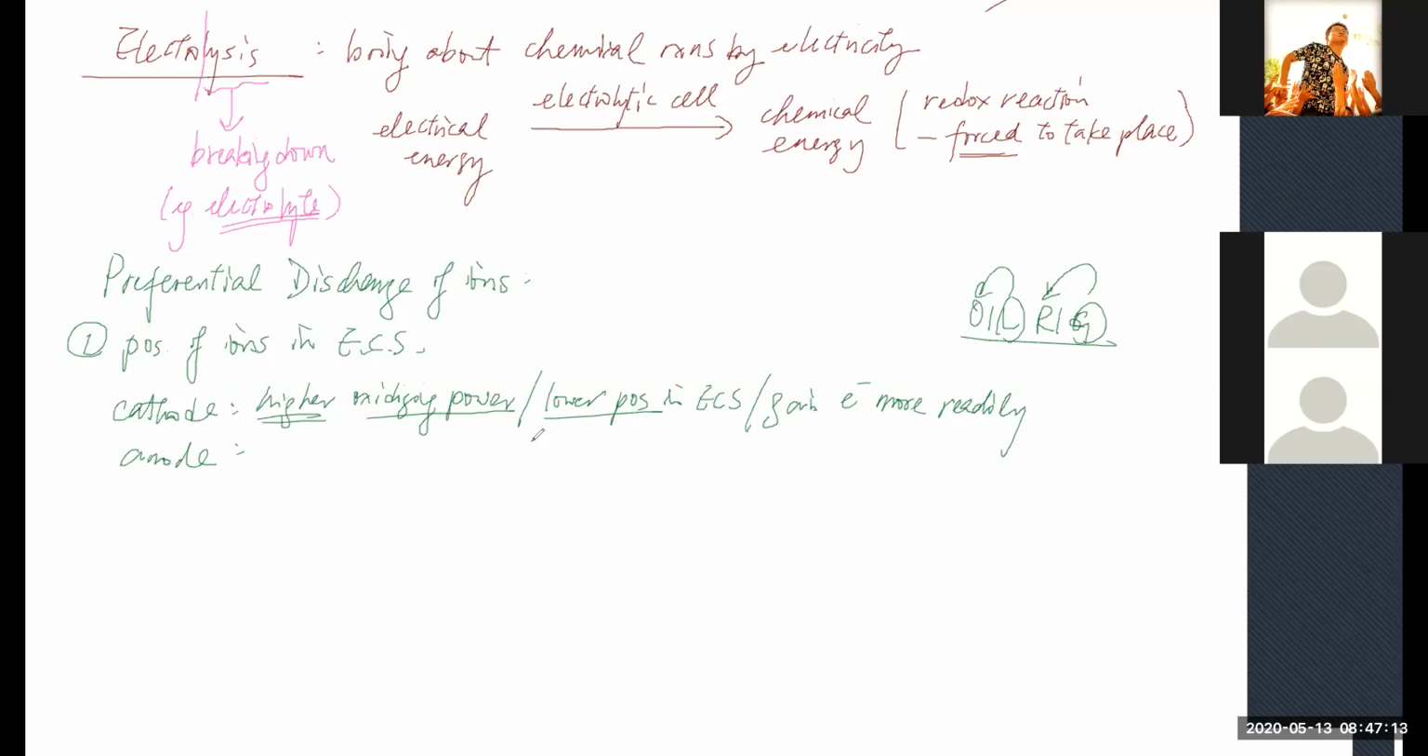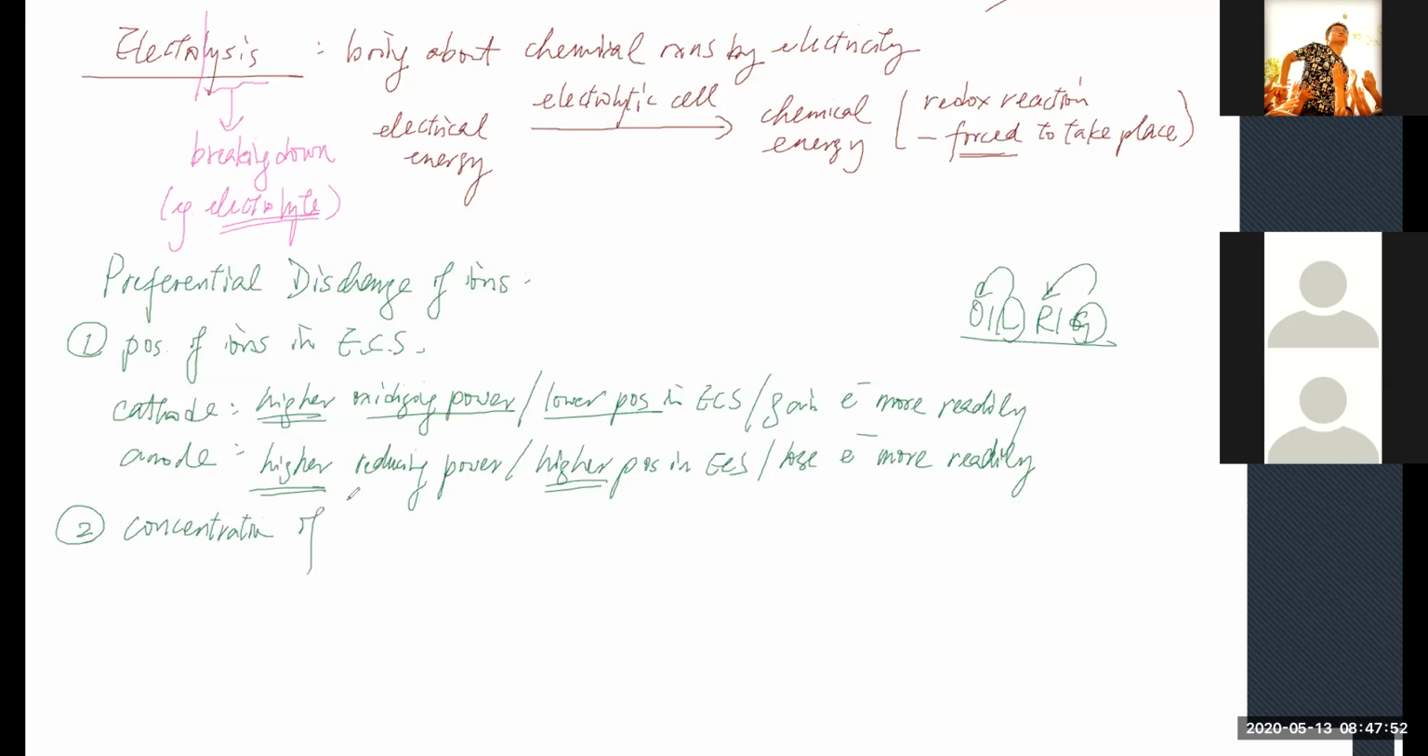How about the anode? If you talk about the anode, now you compare the ECS position, which is higher, or which ions lose electrons more readily. And finally, which one is a stronger reducing agent. This is the way to give an explanation. So remember those wordings. Is that clear?